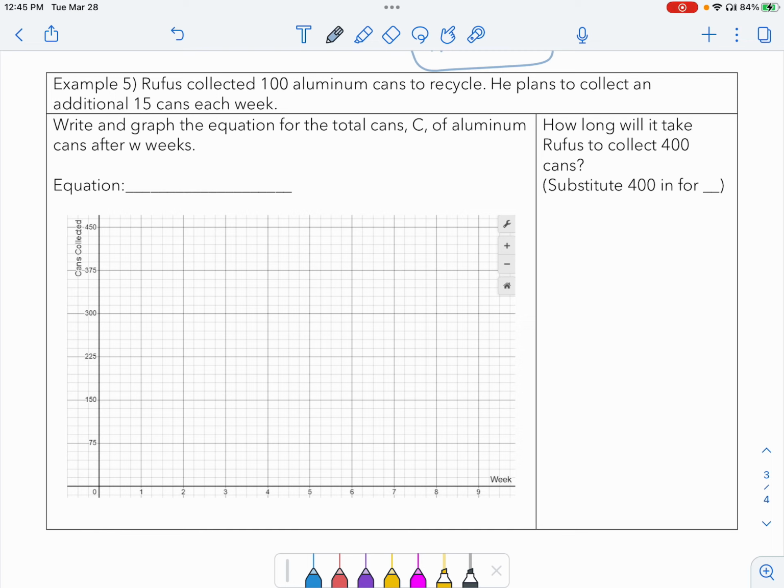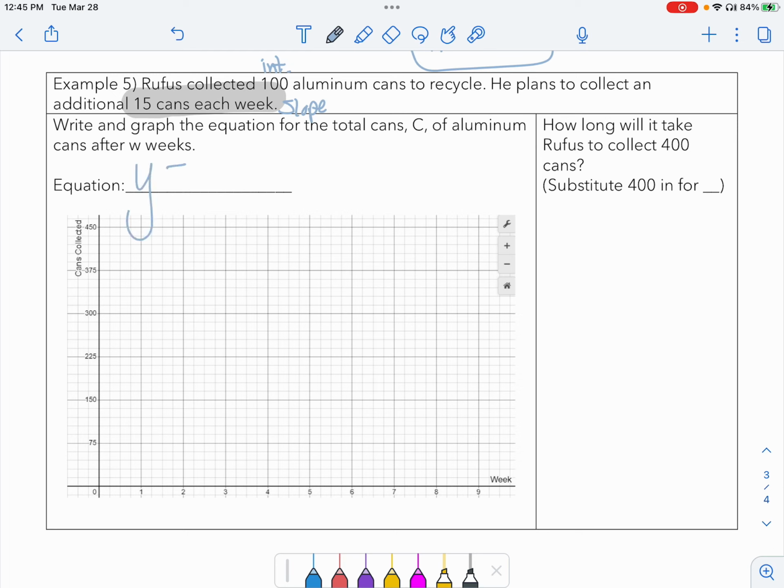Rufus, probably Rufus, collected 100 aluminum cans to recycle. He plans to collect an additional 15 cans each week. There you go. Look at that keyword, each week. So there's your slope, and the 100 is your initial amount. INT means initial. Write and graph an equation for the total number of aluminum cans after W weeks.